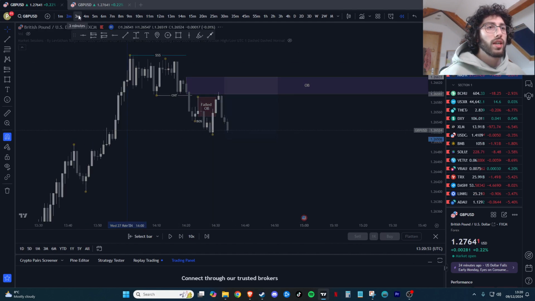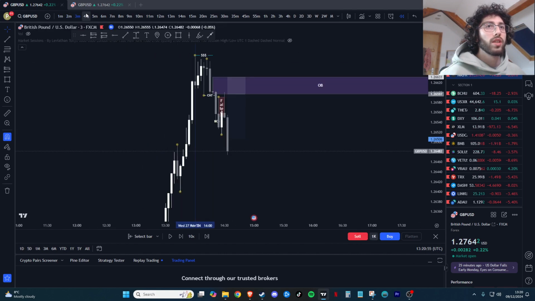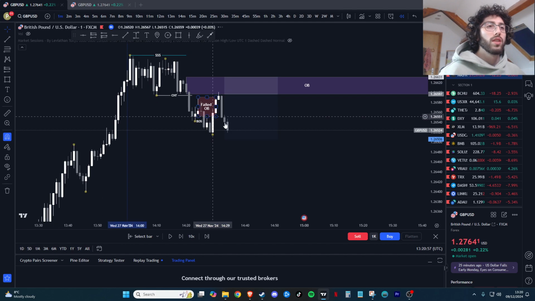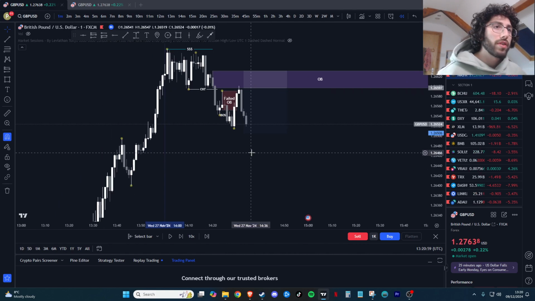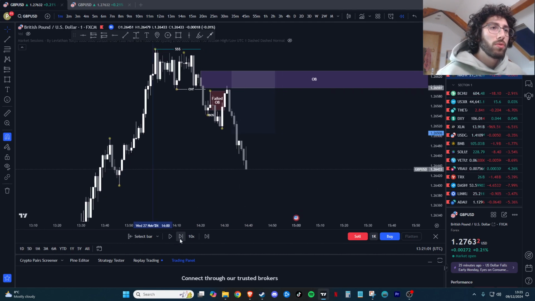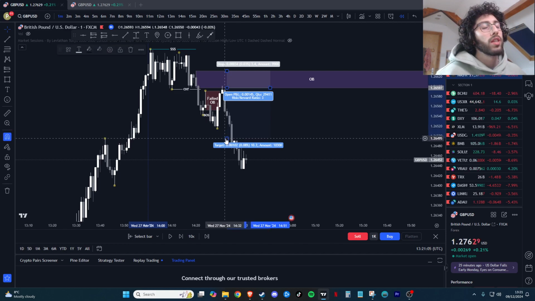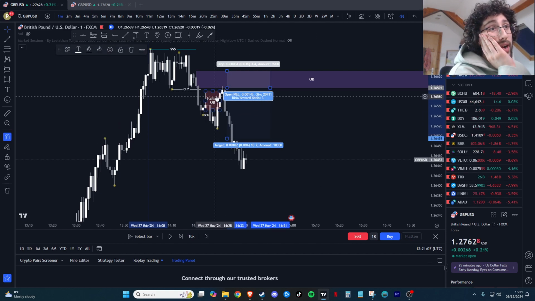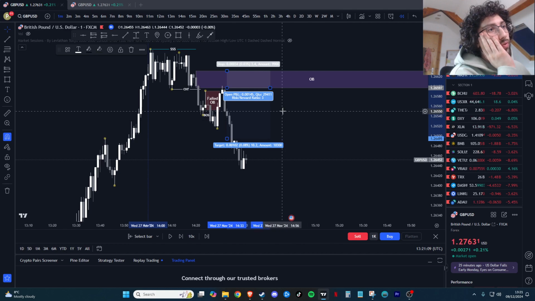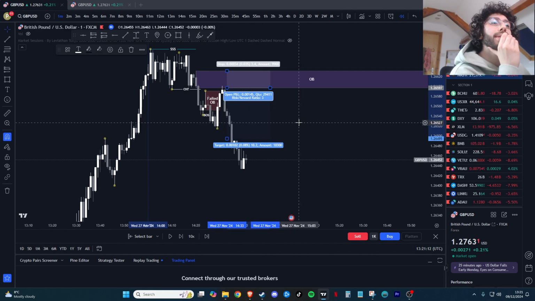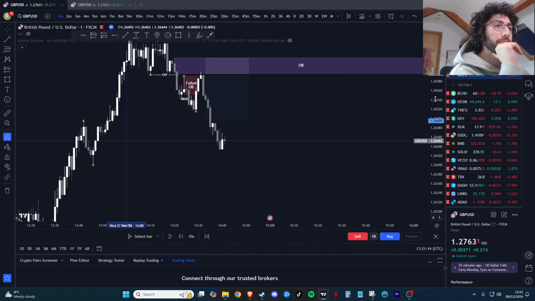Was it a clean order block? I don't think there was. Anyways, whatever. Entered off this one. We would have already secured our 1 to 3. So with our 1 to 3, we would have made money back from this loss, and a bit of profit as well.